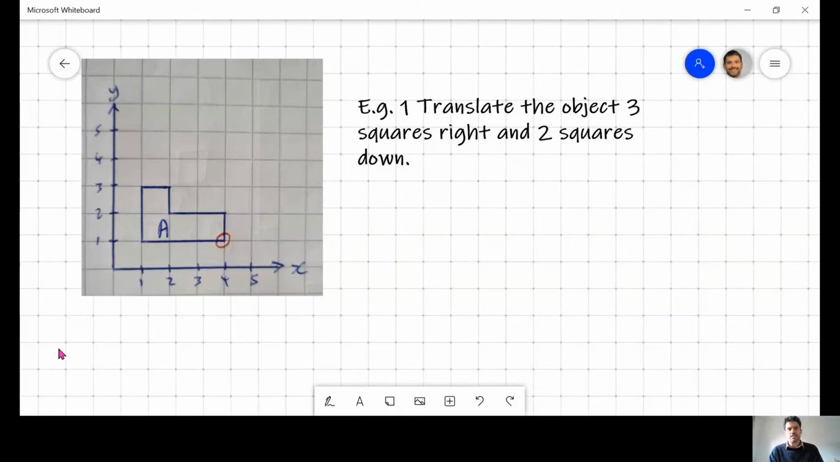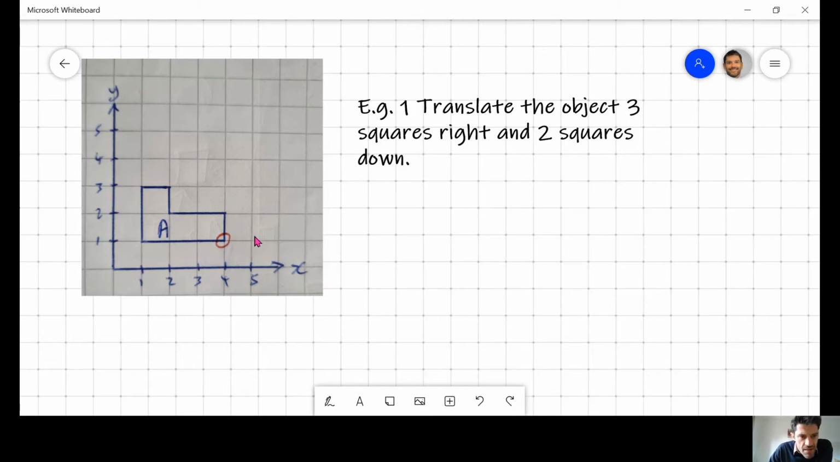So translation is just a way to move a shape around your page. I was going to go straight into that example. Yeah, we can do that. Right, so pause the video, copy that example, and then I'll show you.